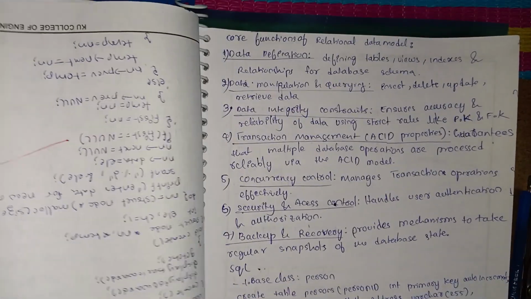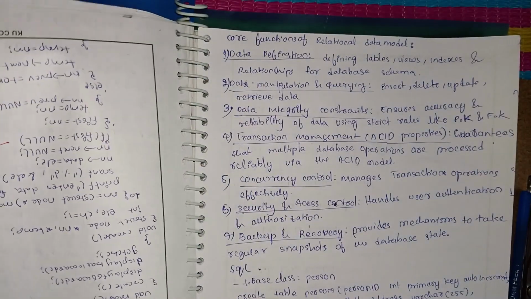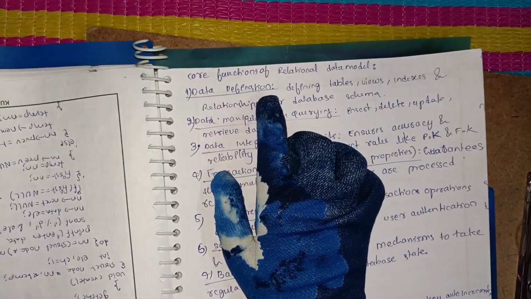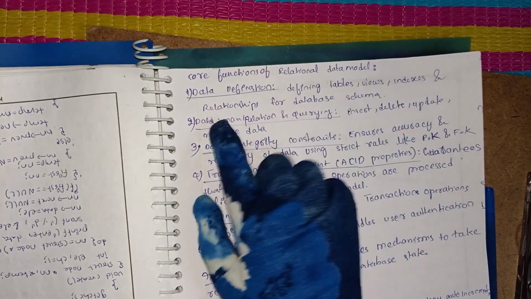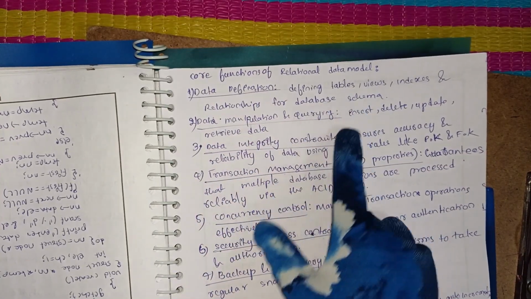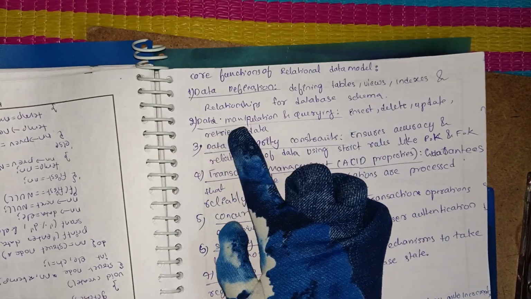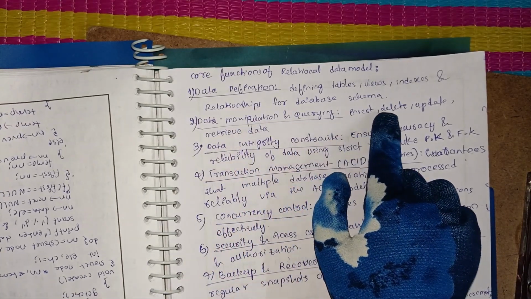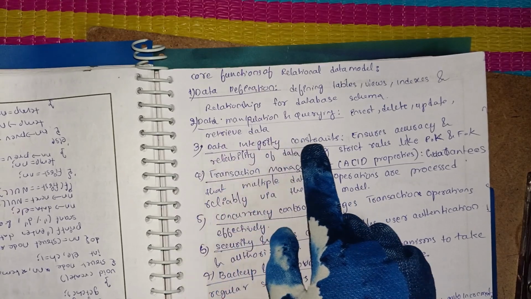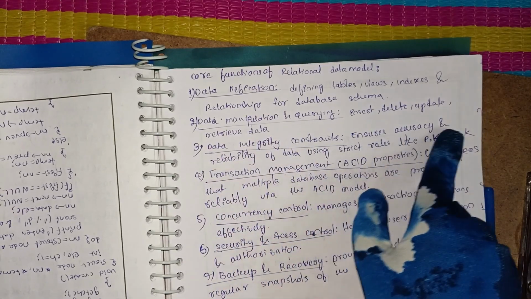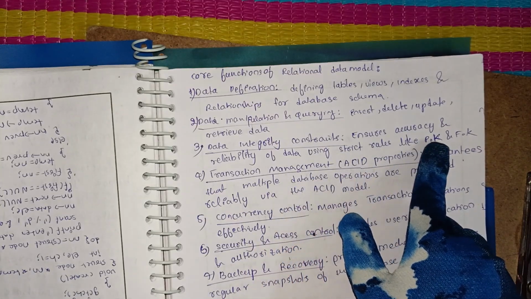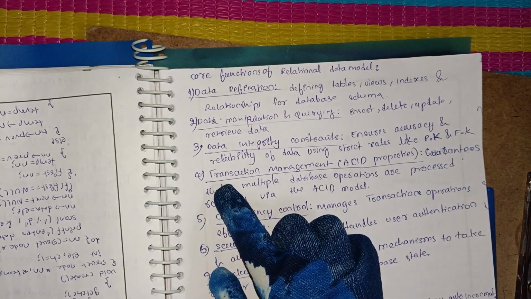Here they are. So, core functions of relational data model. Data definition: defining tables, views, indices and relationships for database schema, means database structure. And data manipulation and querying: inserting, deleting, updating, retrieving data. And data integrity constraints: ensuring accuracy and reliability of data using strict rules like primary key and foreign key.